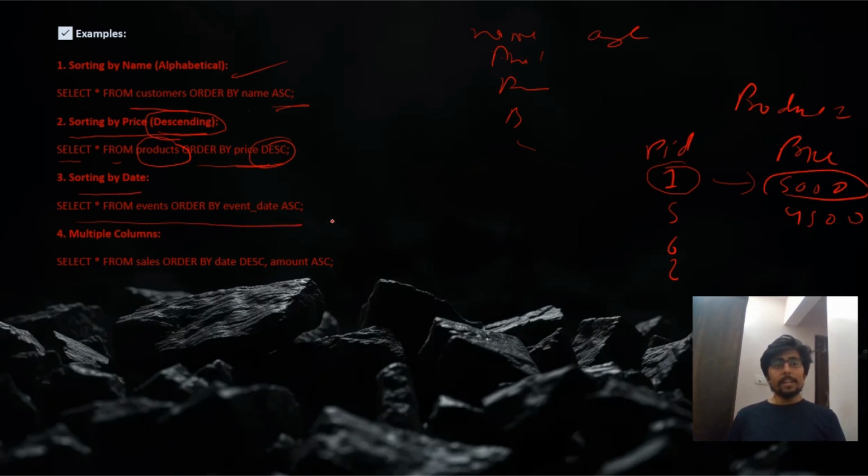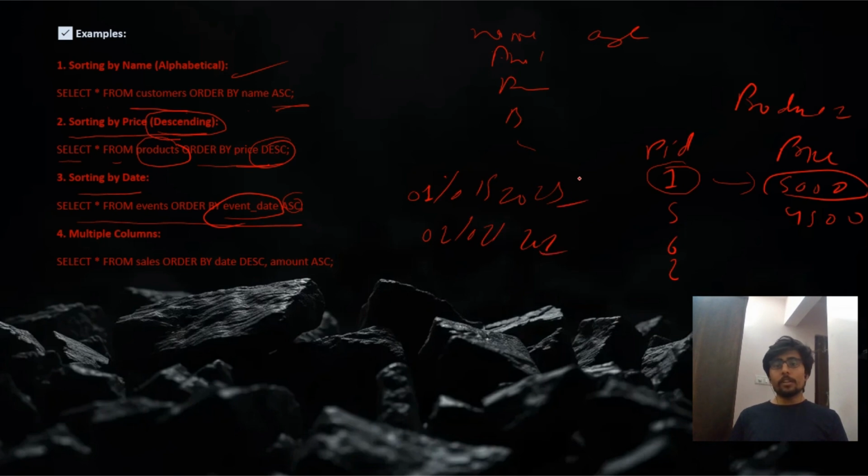And then sorting by date. So SELECT * FROM events ORDER BY event_date. We have an event date in that, and then ascending order. It means the first date will come. For example, let's say first Jan, some event happened, first Jan, and then it happened again on 2nd of Feb.